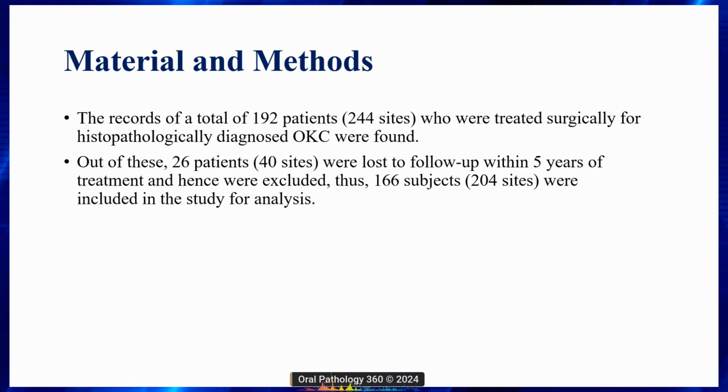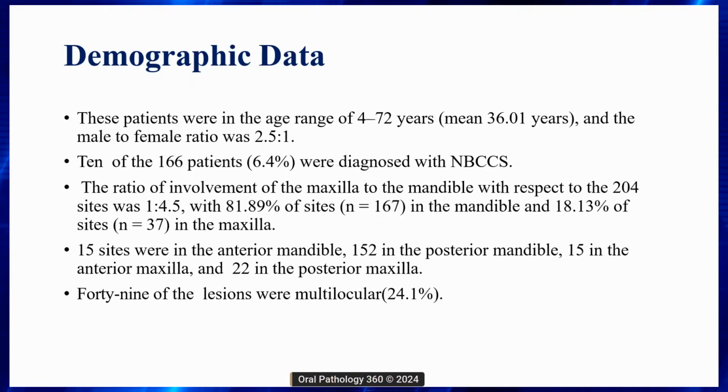The records of a total of 192 patients with 244 involved sites were found that were treated surgically for histopathologically diagnosed odontogenic keratocysts, but out of these, 26 patients with 40 sites were lost to follow-up within 5 years of treatment. So they were not included in the study. So making it 166 subjects with 204 sites, which were included in the study for analysis. These patients were in the age group of 4 to 72 years, and the male to female ratio was 2.5 to 1, which is at a higher range than what is reported in literature.